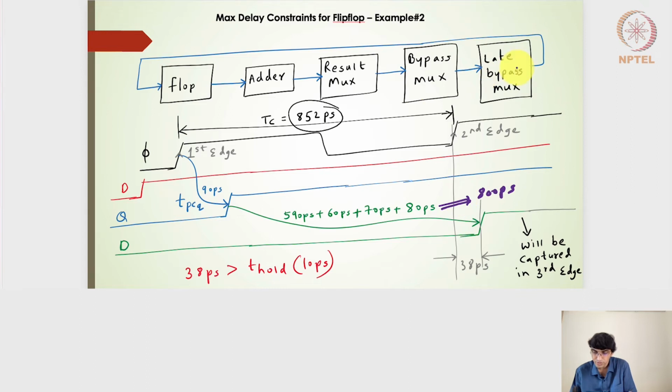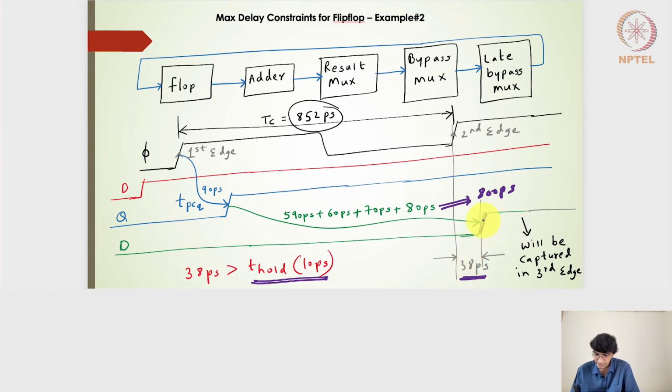So it is likely to pass. The output of the late bypass mux is going to surpass the second clock edge, right? In fact, it is going to surpass the second clock edge by 890 minus 852, which turns out to be 38 picoseconds, right? So what is likely to happen is, 38 picoseconds doesn't fall in the T hold time duration. The T hold is 10 picoseconds after the rising clock edge, so it surpasses that 10 picoseconds also, so it is 38 picoseconds.